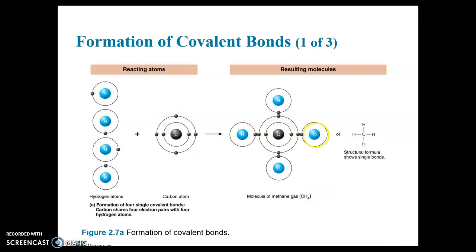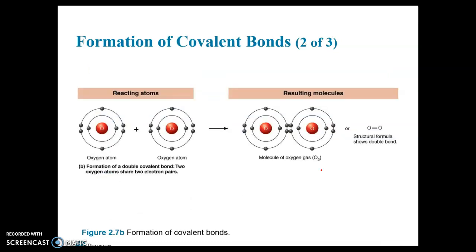Now you've got carbon sharing with 4 hydrogen atoms. Each hydrogen atom has 1, 2 valence electrons now that it shares, one of them with carbon, and then the carbon has 1, 2, 3, 4, 5, 6, 7, 8 valence electrons. So all five of these atoms are now stable. And this is a nonpolar covalent bond because they all have an equal pull on the electrons. There's not a more negatively charged end or a more positively charged end of the molecule.